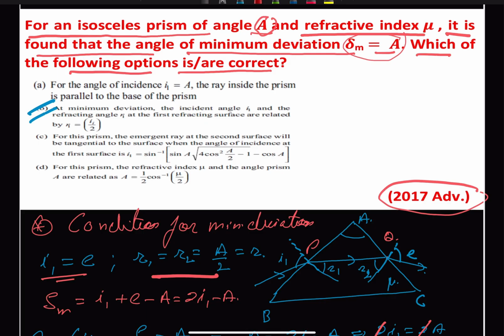We need to find out that it states that for angle of incidence I equal to A, the ray inside the prism is parallel to the base of the prism. We can just prove that also. Another option is that for this prism, the refractive index mu and angle of the prism A are related as A is equal to half cos inverse of mu by 2.